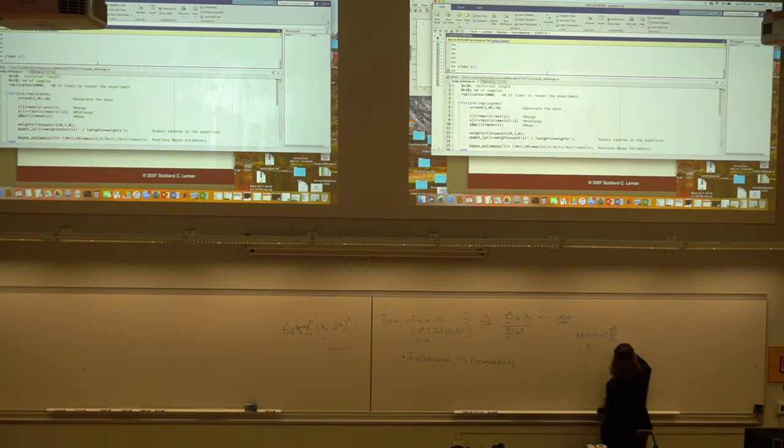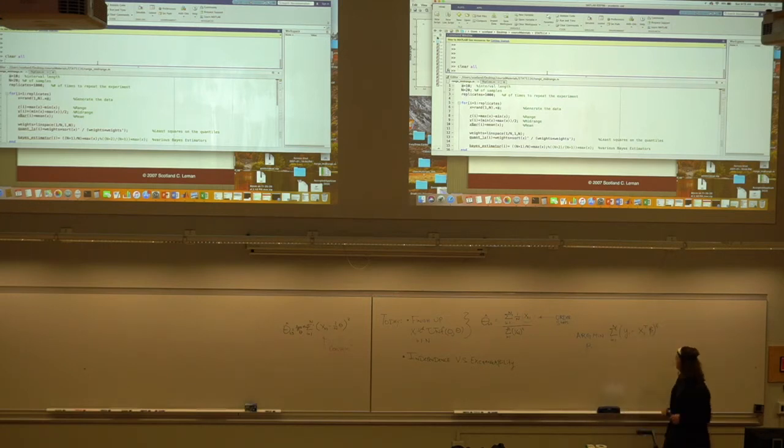Sum over i goes from 1 to n, y_i minus x_i transpose beta, squared. So this is a vector right here, moving in that direction. This right here is just an individual data point. All my vectors are always column vectors because that's what we like. So this is a row vector.